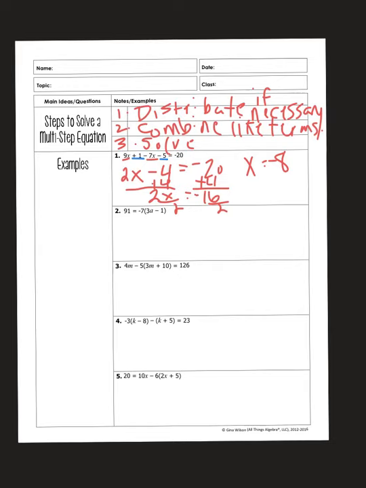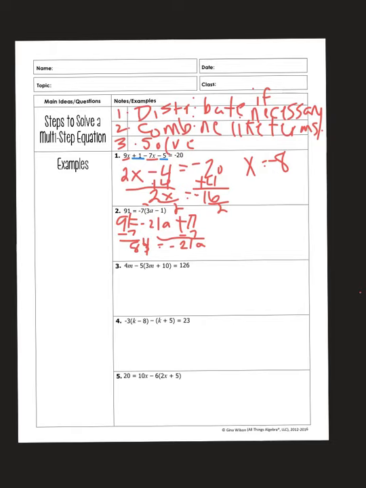Number 2, distribute. Negative 7 times 3a is negative 21a. Negative 7 times negative 1 is positive 7 equals 91. Subtract 7 from both sides. Those cancel. 91 minus 7 is 83 equals negative 21a. I'm sorry, 84.